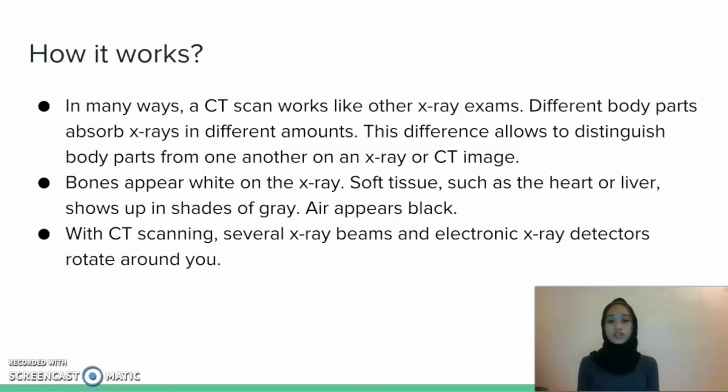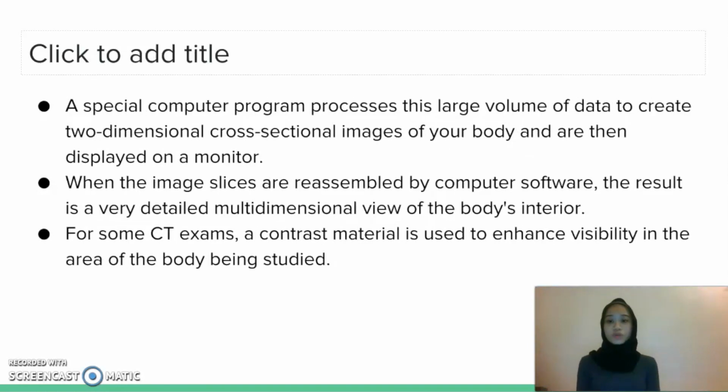With CT scanning, several X-ray beams and electronic X-ray detectors rotate around you. A special computer program processes this large volume of data to create two-dimensional cross-sectional images of your body, which are then displayed on a monitor. When the image slices are reassembled by computer software, the result is a very detailed multi-dimensional view of the body's interior. For some CT exams, a contrast material is used to enhance the visibility of the area of the body being studied.